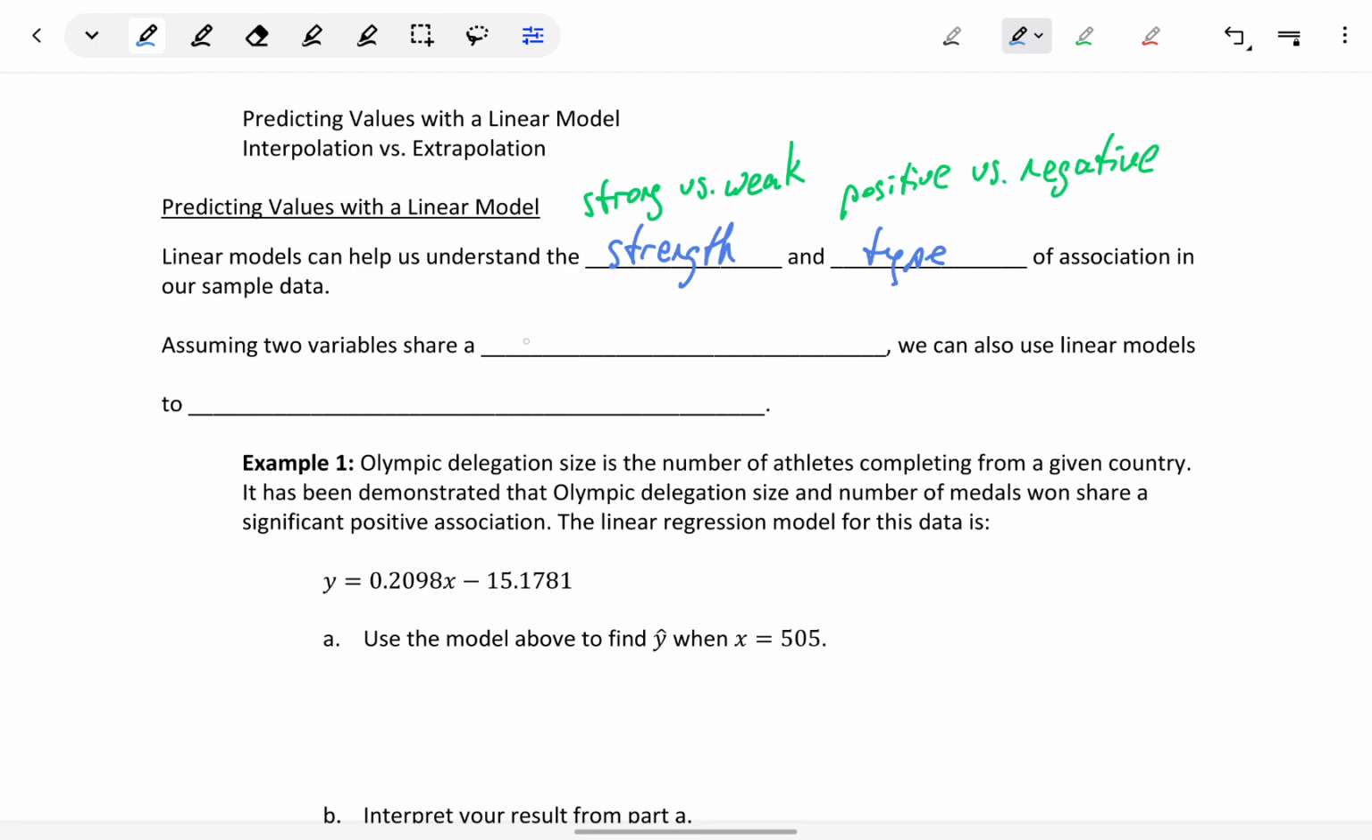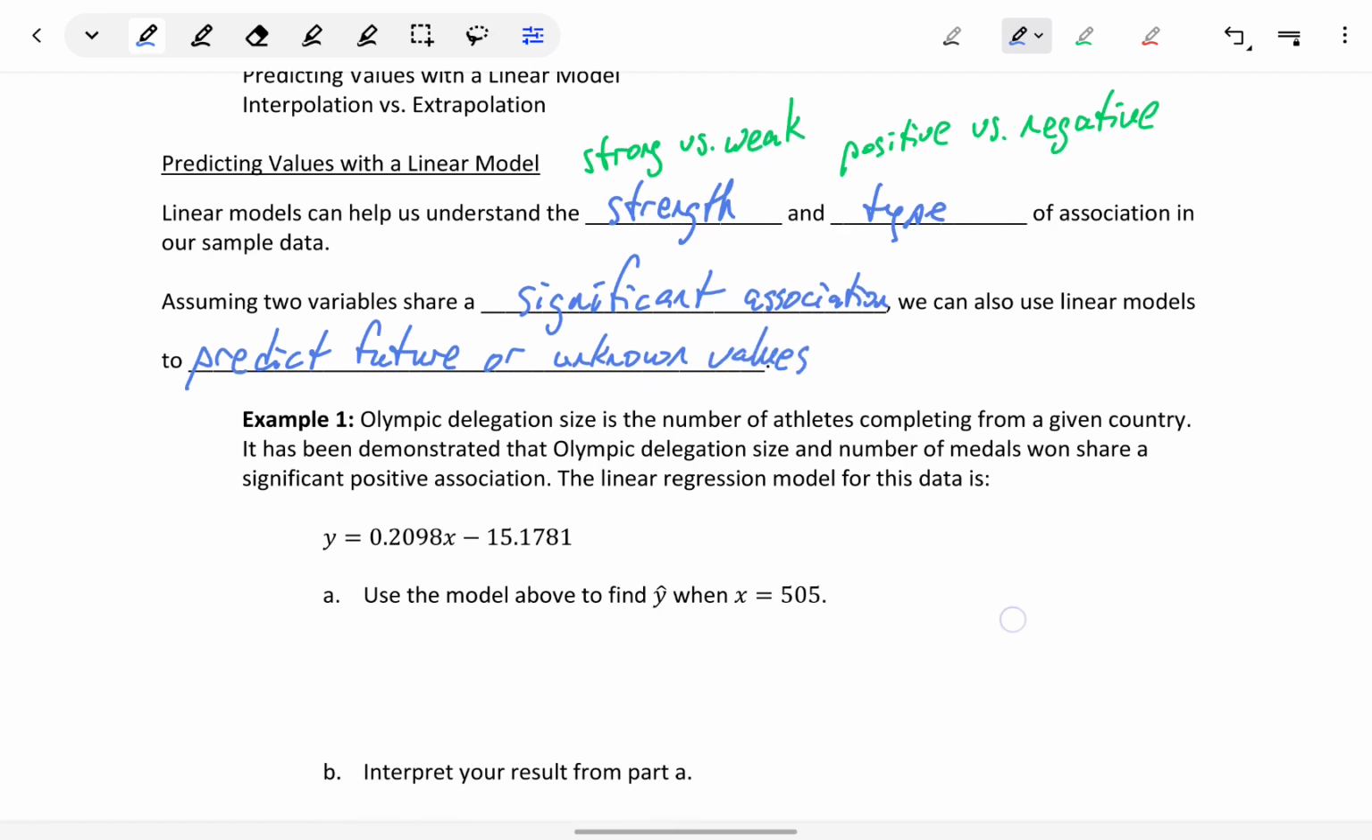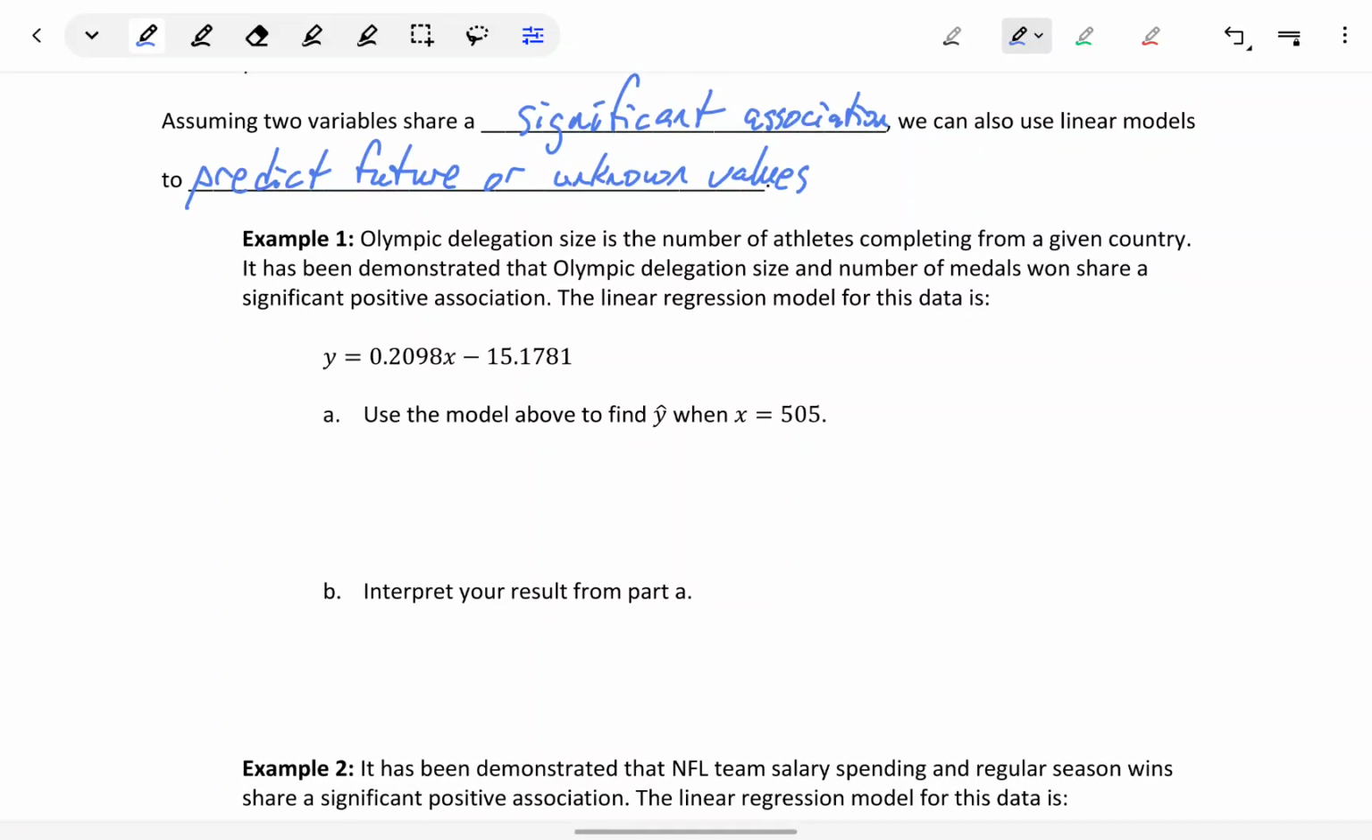Assuming two variables do share a significant association, whether that's positive or negative, we can also use linear models to predict future or unknown values. We can take a look at this in example 1.